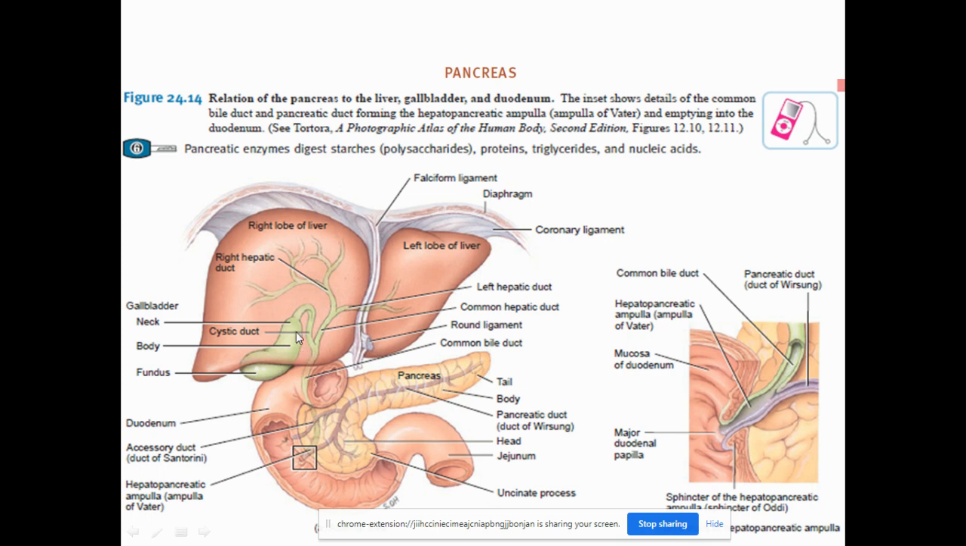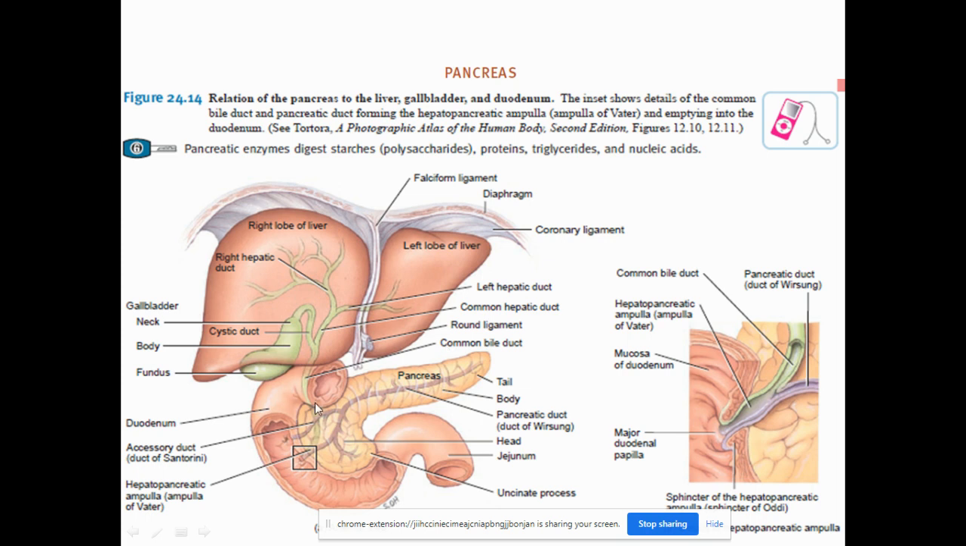As I have told you, the liver is made up of two lobes, the right lobe and the left lobe. The secretions of the left lobe are collected by the left hepatic duct, and the secretions of the right lobe are collected by the right hepatic duct. They come together and join to form the common hepatic duct, and the bile comes out. This is the gallbladder. Bile is stored in the gallbladder, and it comes out through a duct called the cystic duct. This cystic duct and the common hepatic duct join together and are called the common bile duct.